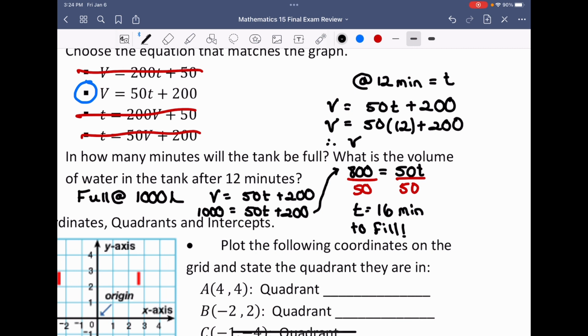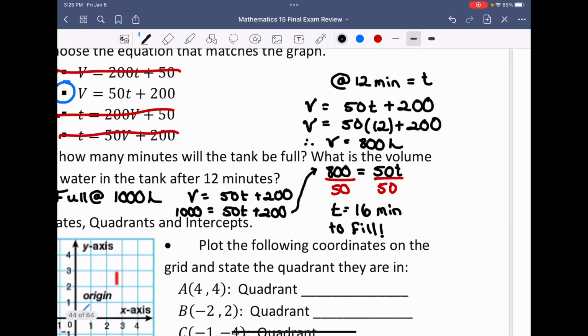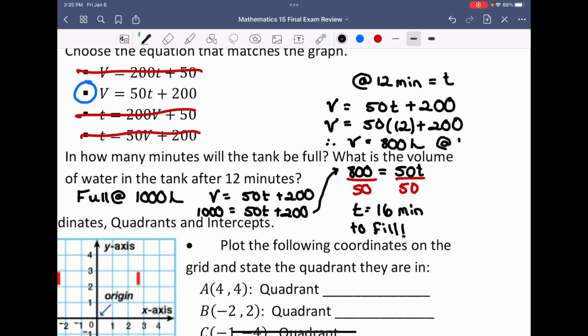Therefore, the volume at 12 minutes is equal to, well, if we do 50 times 12, we get 600, and 600 plus 200 is equal to 800. So our answer is a volume of 800 liters at 12 minutes, which I could further emphasize below here, at 12 minutes.